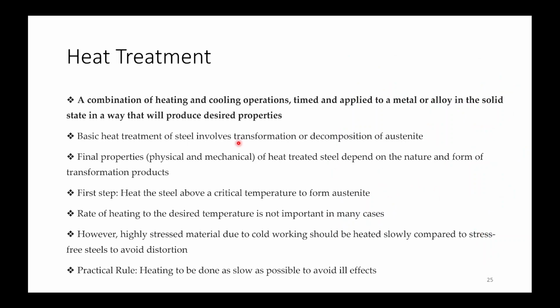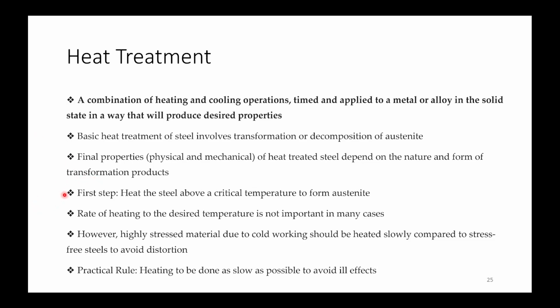Now we'll be reading about heat treatment. Heat treatment is a combination of heating and cooling operations, timed and applied to a metal or alloy in the solid state in a way that will produce desired properties. The basic heat treatment of steel involves transformation or decomposition of austenite. And the final properties, physical and mechanical, of the treated steel depend on the nature and form of the transformation products.